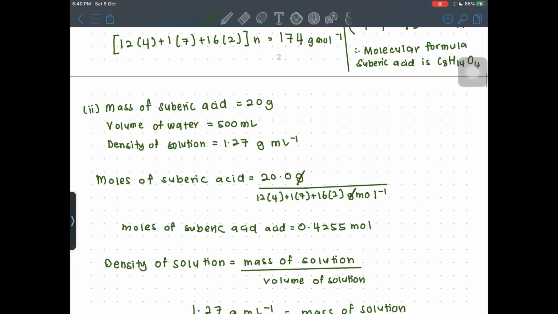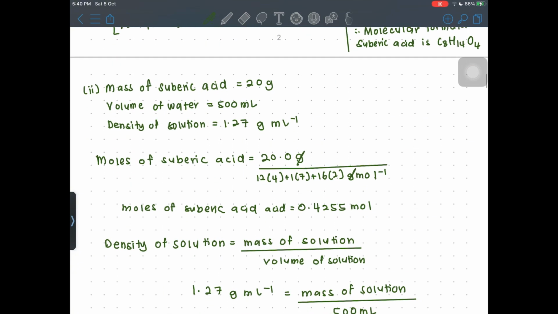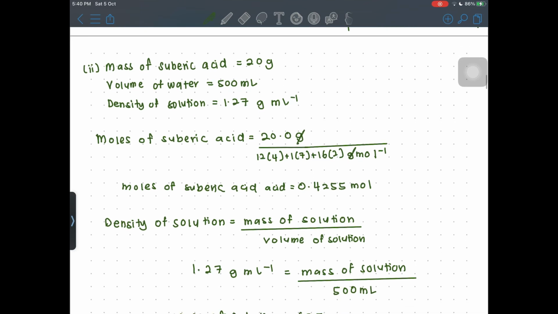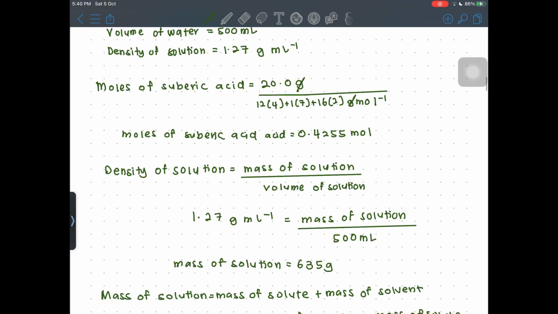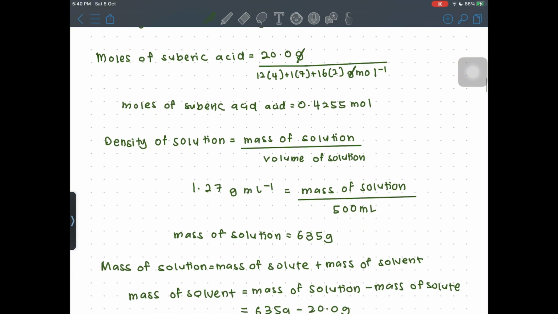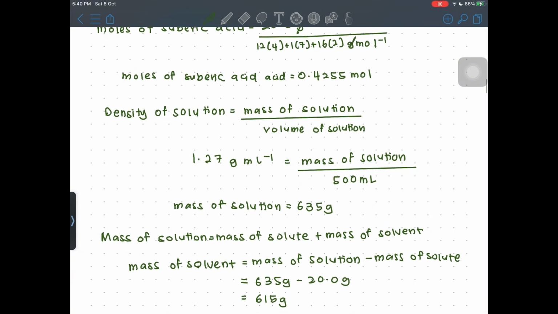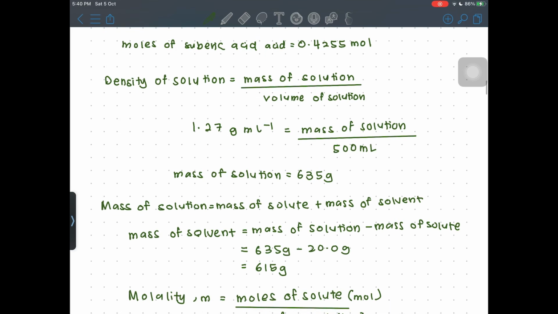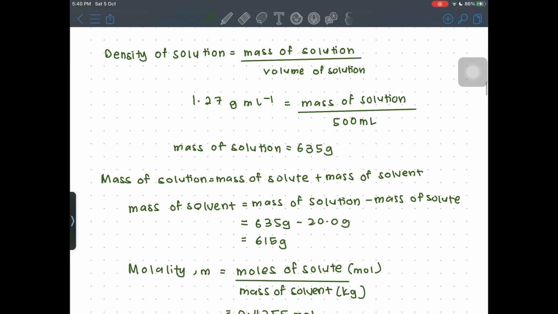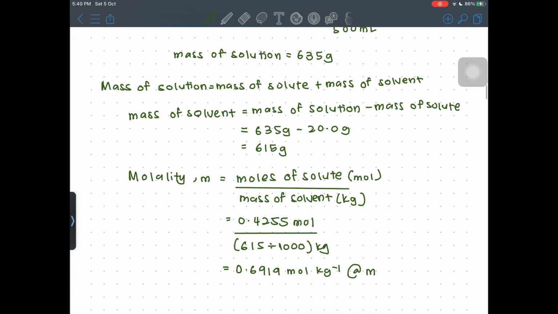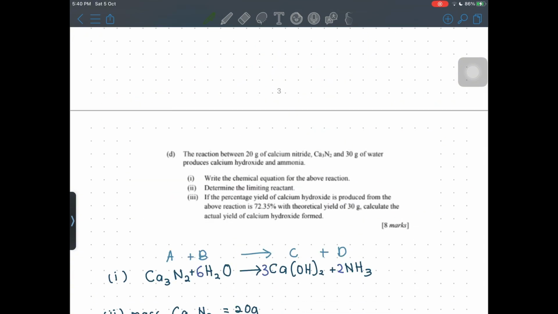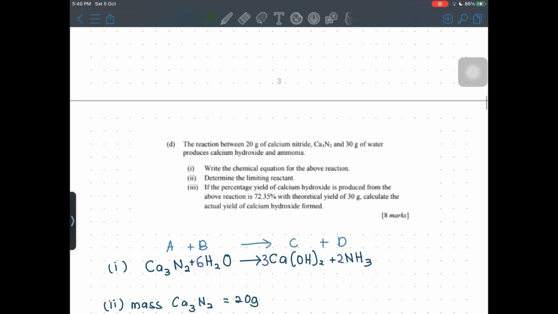So by using the formula for density, we can get the mass of solution, which is 635 gram. And then the mass of solution is equal to mass of solute plus mass of solvent. And then we will get the mass of solvent is 615 gram. And then we can calculate the molality by using the moles of solute over mass of solvent. But we need to remember that the mass of solvent needs to be in kg, so we need to convert. So we will get the answer is 0.9619 mole kg -1, or we can use the small m for molality.